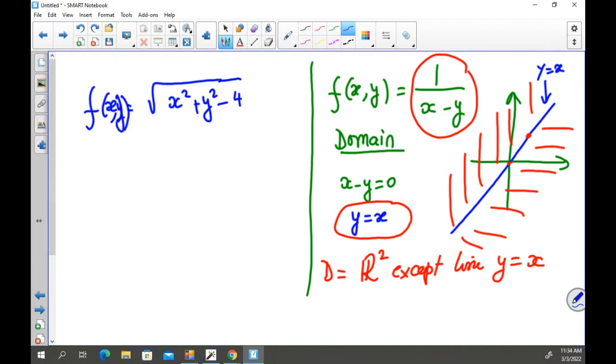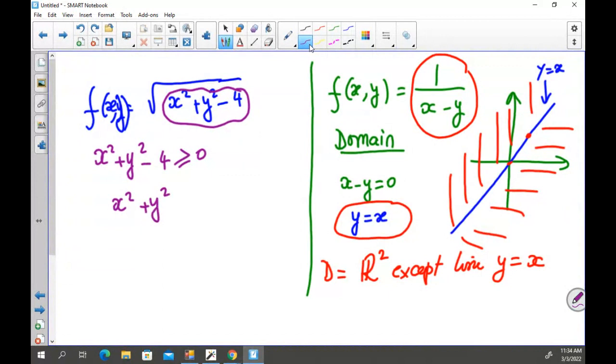Because of the square root, when is the square root defined? What is inside should always be greater than or equal to 0. That means x squared plus y squared minus 4 must be greater than or equal to 0, otherwise this function has no value. The square root of a negative number is nothing. So that means x squared plus y squared is greater than or equal to 4.